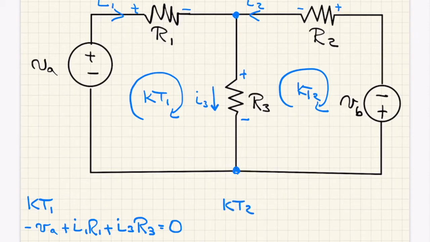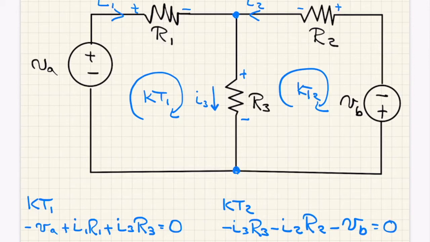I can do the same thing now for the second tour, which again I'll start from the lower left corner just because that seems reasonable, and I'll say the current I3 is going through R3, but I'm encountering a negative sign, so I say minus I3 R3, and then I go across the top there, and once again I've got a minus sign, minus I2 times R2, and then if I follow down to the right side I get another minus sign, VB, and that is equal to 0. That's the complete tour.